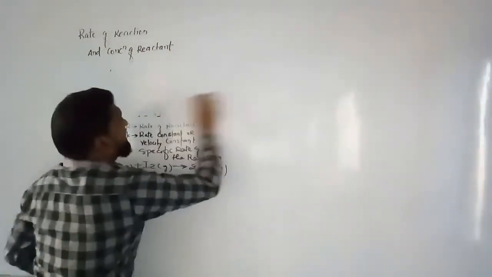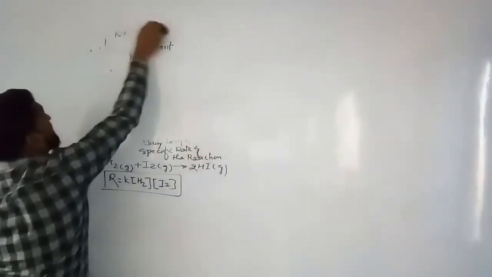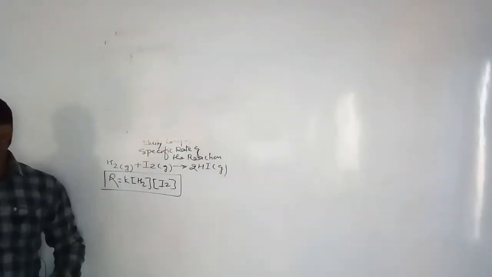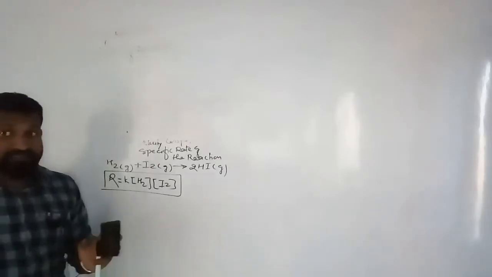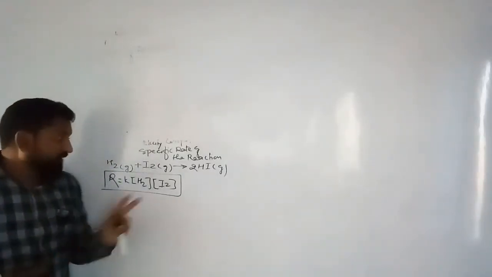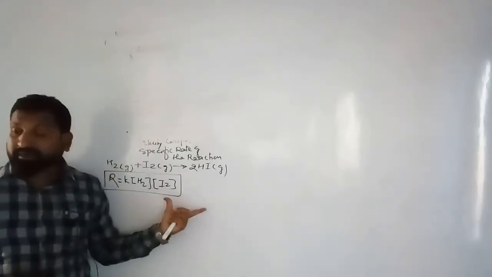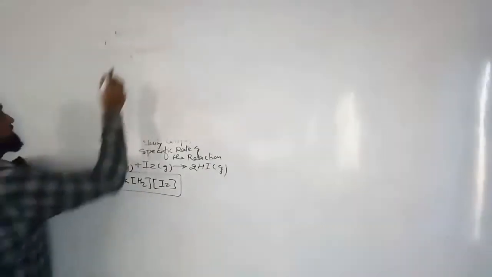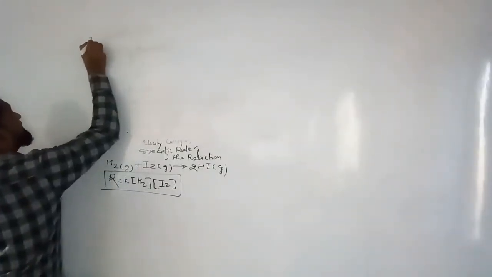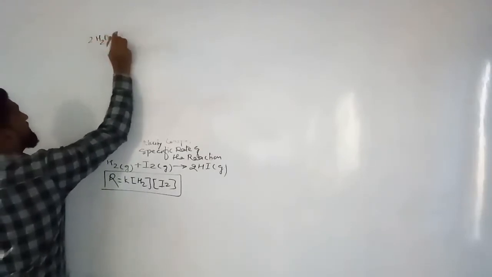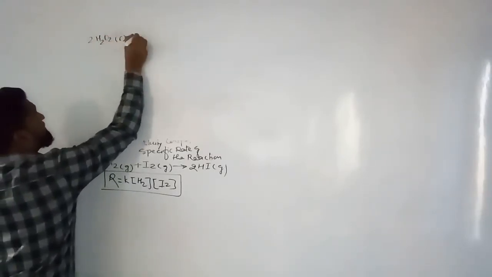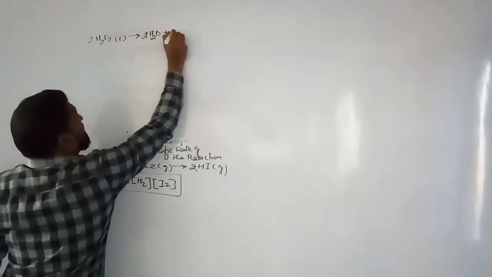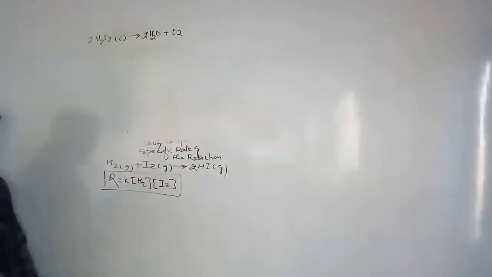It doesn't always mean that the rate depends on the molar concentration of the reactant in this simple way. After all, it is an experimental quantity, not a theoretical quantity. This rate law is not governed by the theoretical value, it is found experimentally. For example, if we have a reaction like this, 2H2O2 liquid, it will give you 2H2O plus O2.